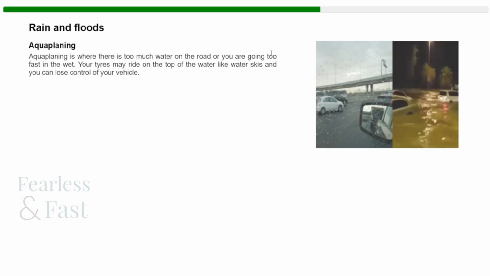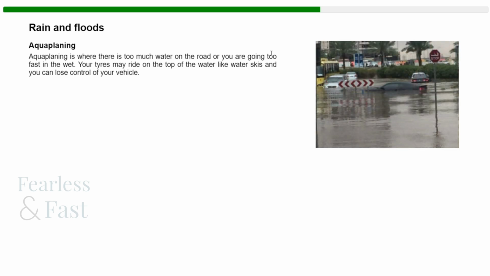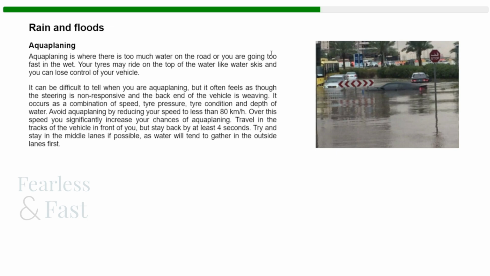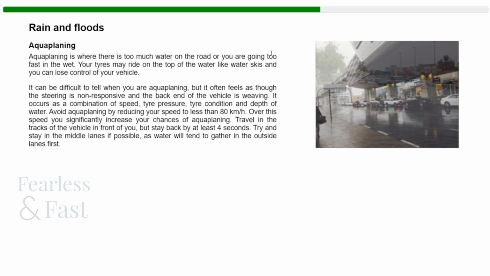Aquaplaning. Aquaplaning is where there is too much water on the road or you are going too fast in the wet. Your tires may ride on the top of the water like water skis and you can lose control of your vehicle. It can be difficult to tell when you are aquaplaning, but it often feels as though the steering is non-responsive and the back end of the vehicle is weaving.